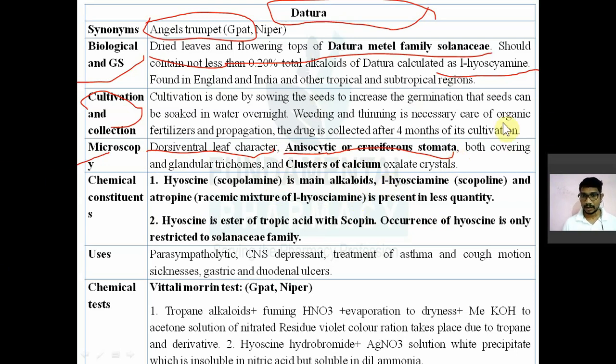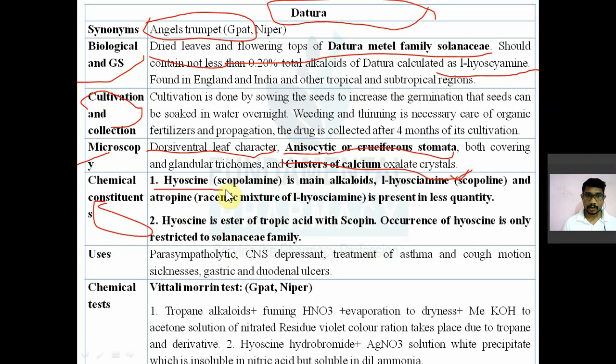And here again clusters of calcium oxide. Remember, clusters of calcium oxide are the microscopic characters. Important, इसके ऊपर आ सकता है कभी क्वेश्चन. नाउ केमिकल कांस्टेंट क्या है इसमें? केमिकल कांस्टेंट फर्स्ट वन इज हायोसिन.